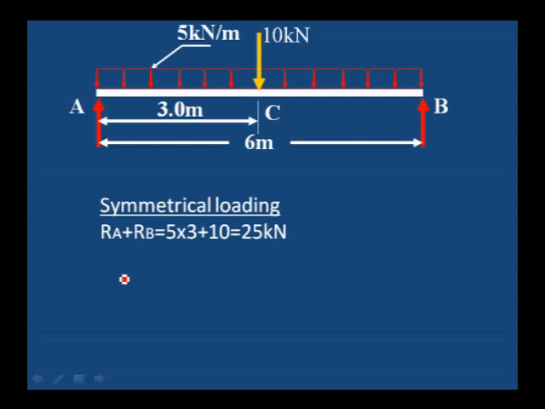Okay, now another problem. In this I have considered the 5 kilonewton per meter acting throughout its length, 6 meter full length, as well as one point load at the center.